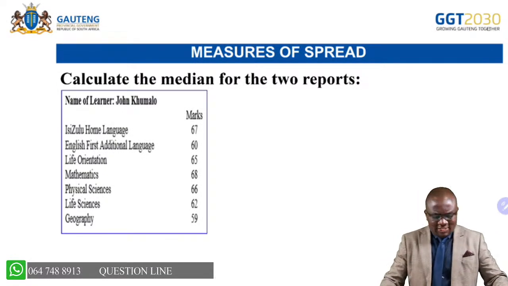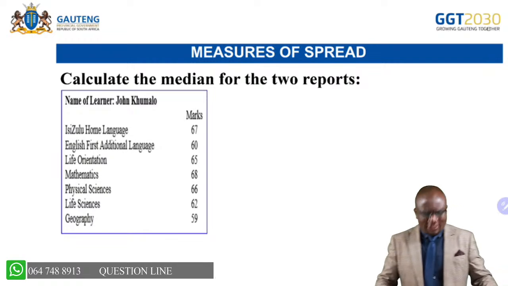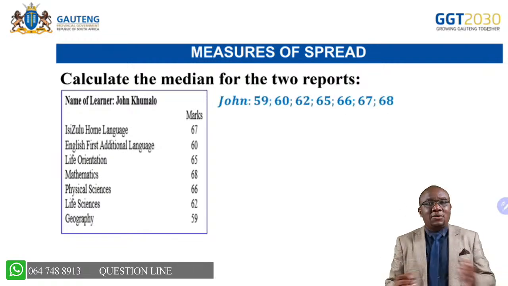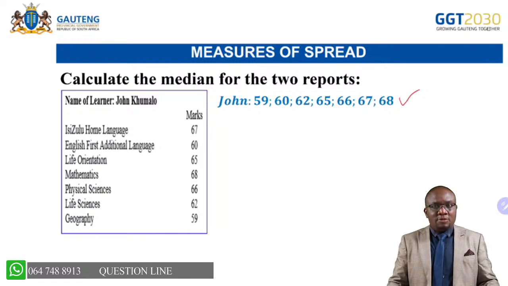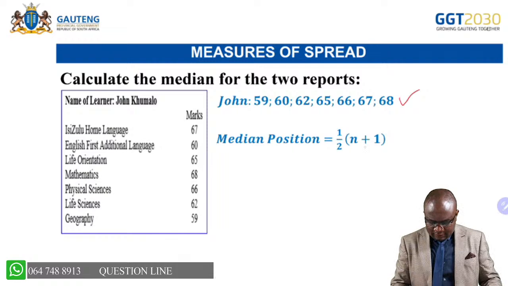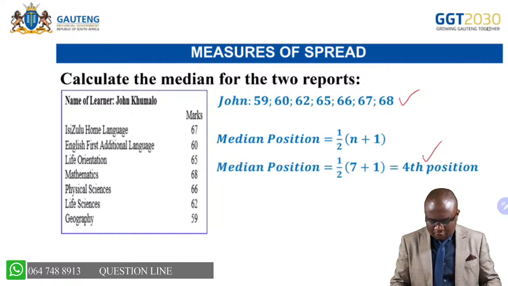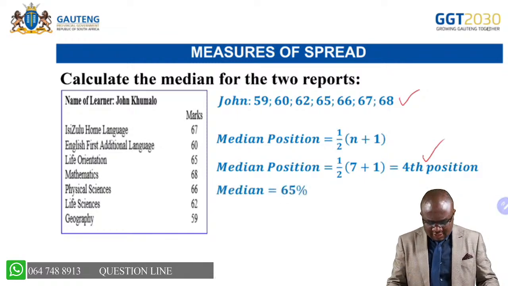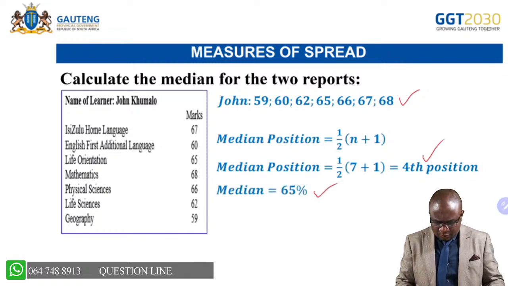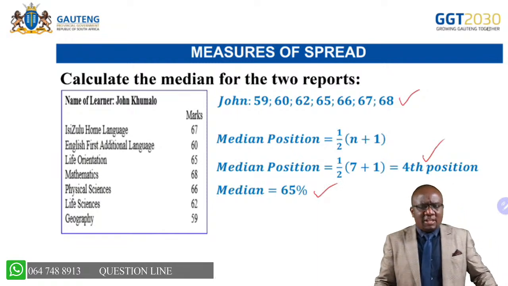Welcome back, grade 10s. Let's see if you manage to get the correct answer. Right, we arrange our numbers. Did you do that? Okay. And then did you find the correct position? Okay, n plus 1, then divided by 2. And then we got that it's the fourth position. And then which mark is in the fourth position is 65%. Okay, right, let's check that.